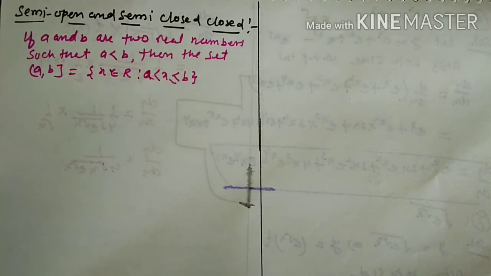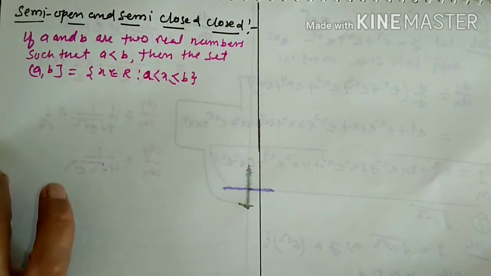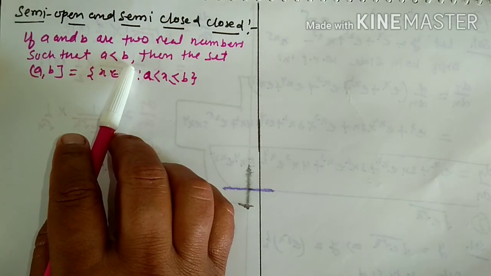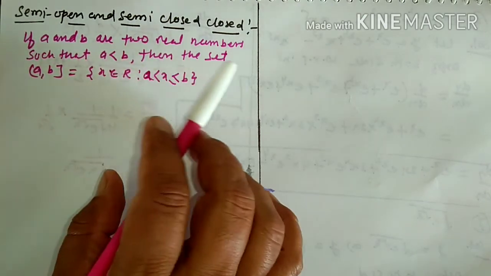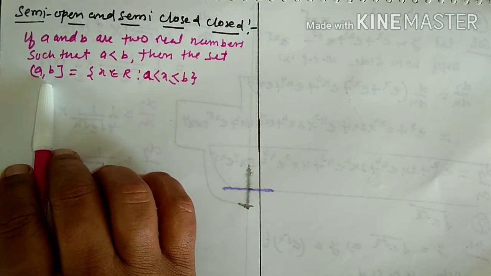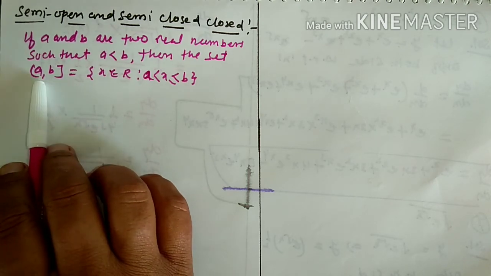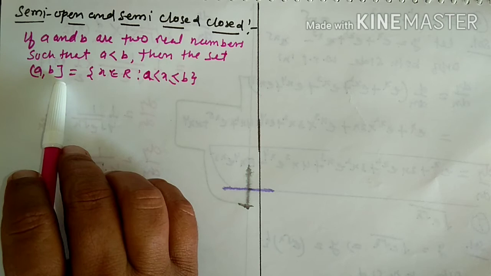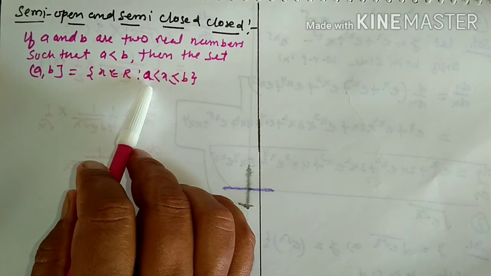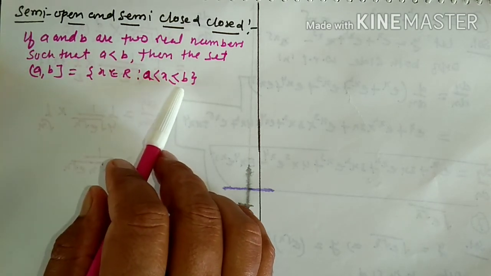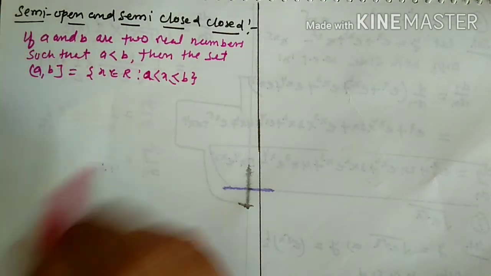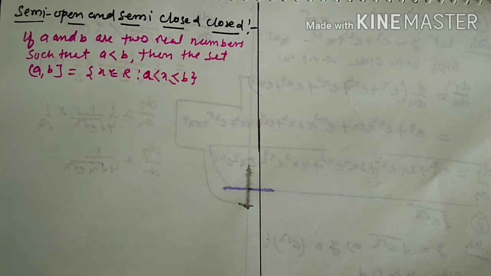Now semi-open and semi-closed intervals. Again, if a and b are two real numbers such that b is greater than a, then the set (a, b], open interval a and closed interval b, how do we read it? Open at a and closed at b, such that x belongs to the real numbers such that x is greater than a but less than or equal to b. So what is this bracket indicating? Equal also. Clear?